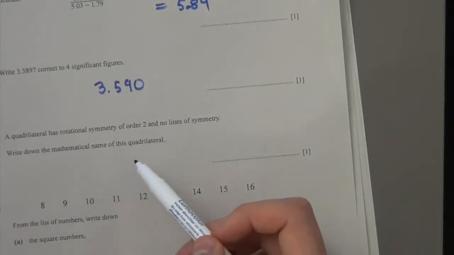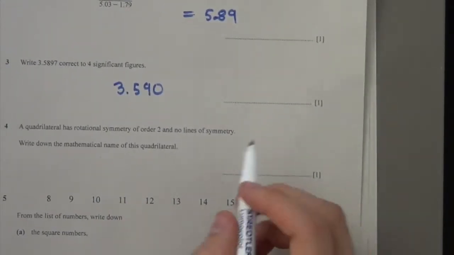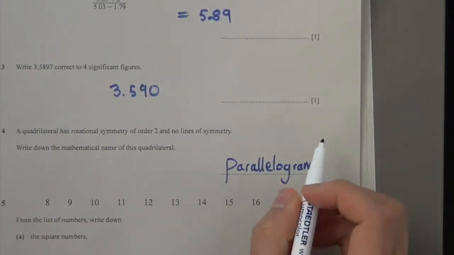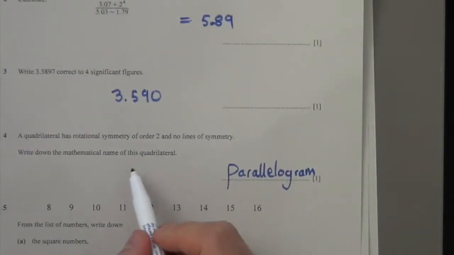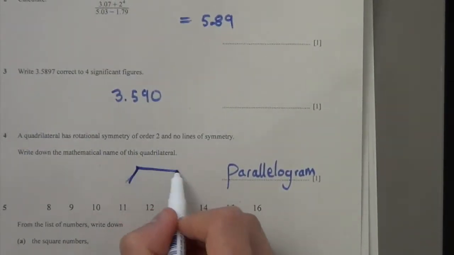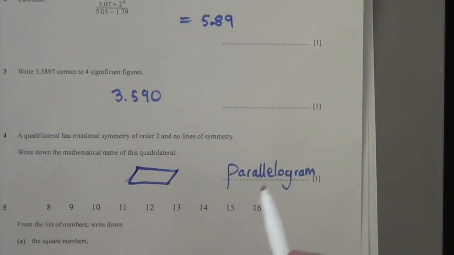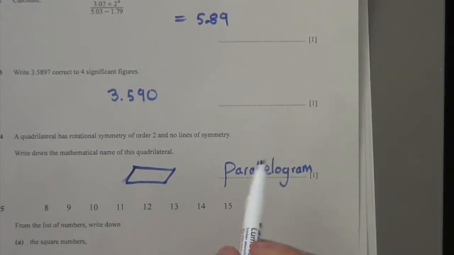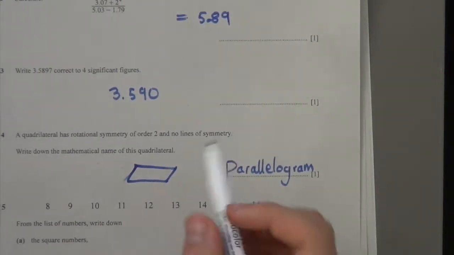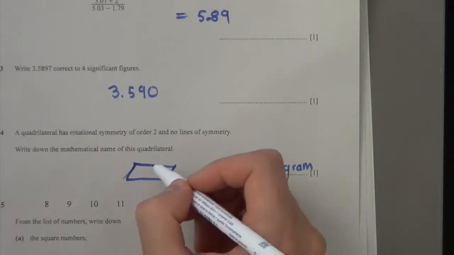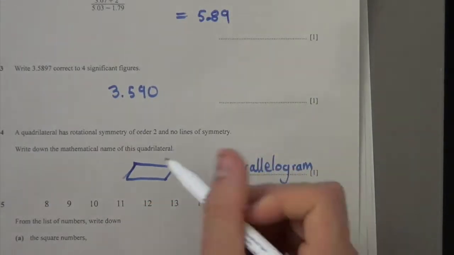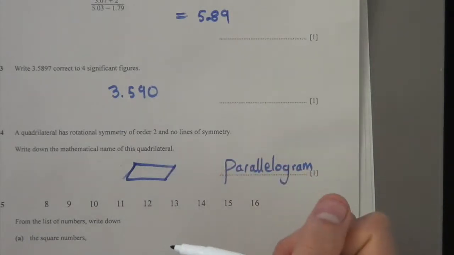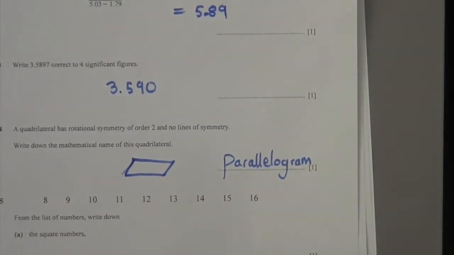A quadrilateral has rotational symmetry of order 2 and no lines of symmetry. Write down the mathematical name of this quadrilateral. Okay, in this case, this is going to be a parallelogram. Okay, and what is a parallelogram basically? Something like that. Okay, so we've got two parallel lines opposite each other. Okay, notice the difference between a rhombus. A rhombus would basically have all the sides the same length, but in a parallelogram, 2 sides will be shorter than the other 2. Okay, so that's the answer for that one.